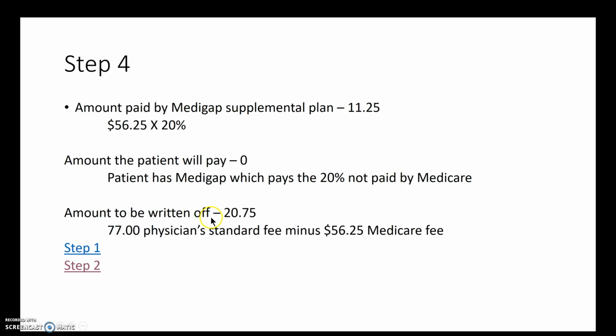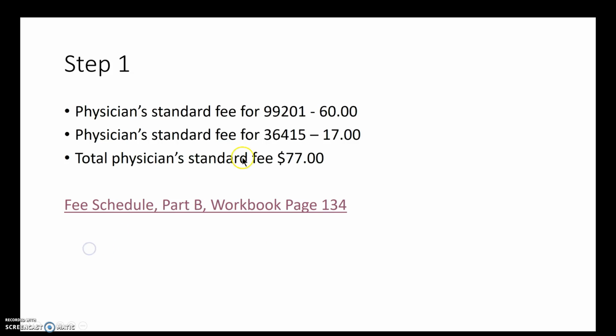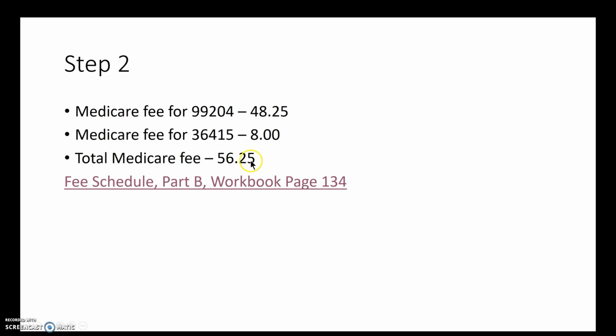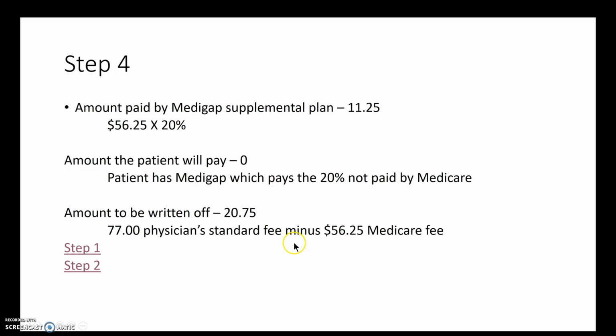The amount to be written off will be $20.75. This is the difference between the physician's standard fee and the Medicare fee. The physician's standard fee is $77. The Medicare fee is $56.25. So we are going to subtract the $56.25 from the $77, and $20.75 is what the physician cannot collect. So the physician will write this amount off.